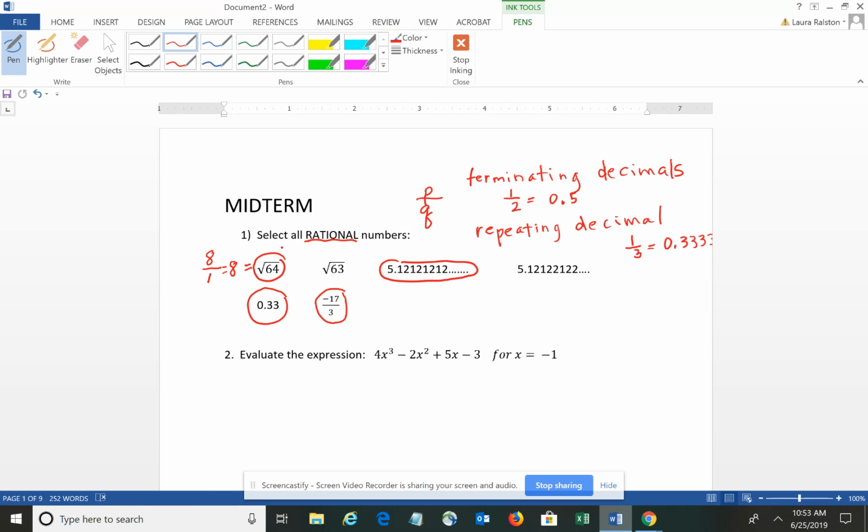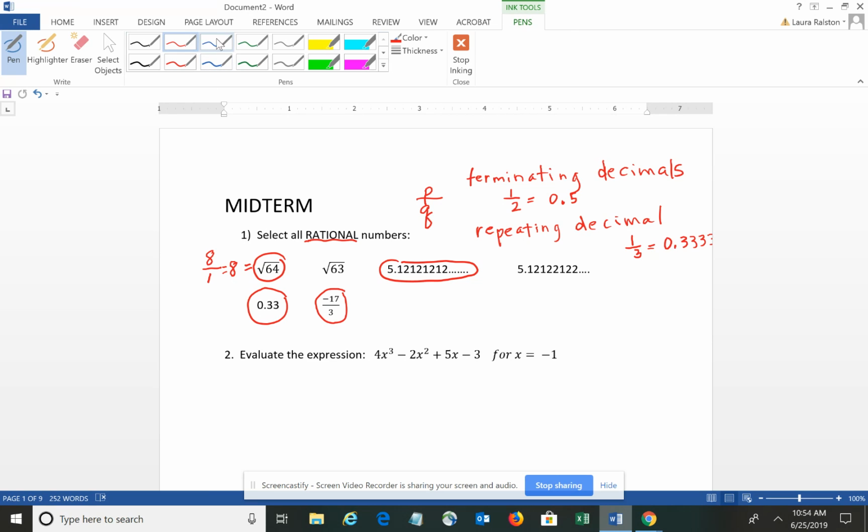Square root of 63, I don't believe is a perfect square. If I look at it as a decimal, it's 7.9372539333. So it's not repeating and it is not terminating. So the square root of 63 is a decimal that just keeps going on forever and ever. It's non-terminating. So therefore, it is not a rational number either.